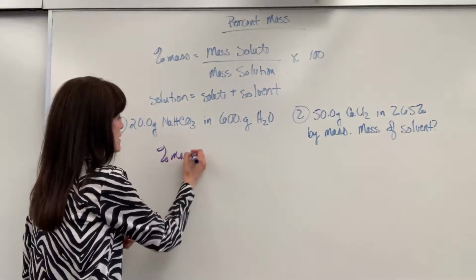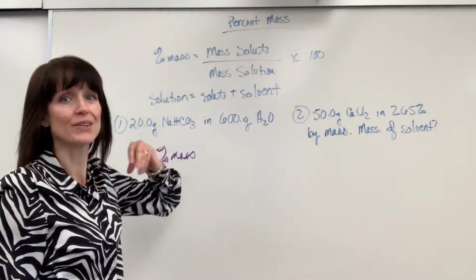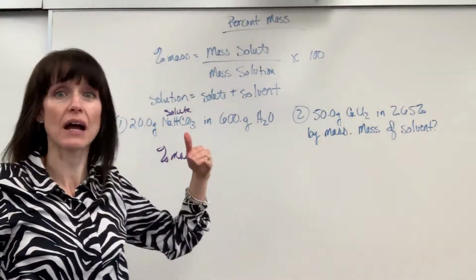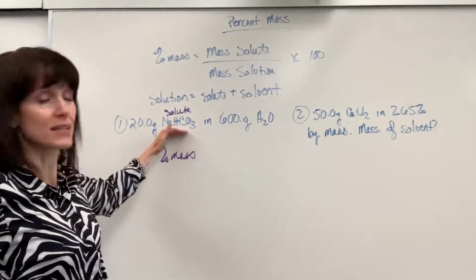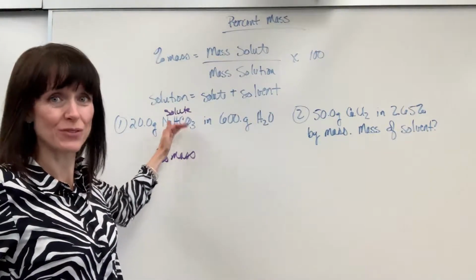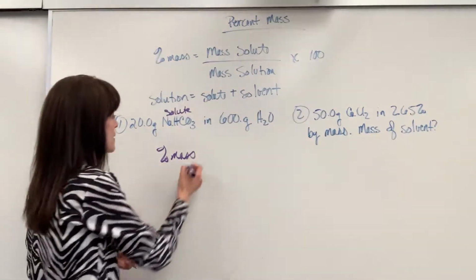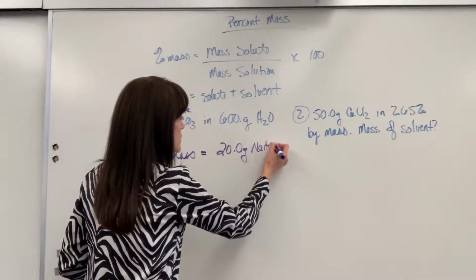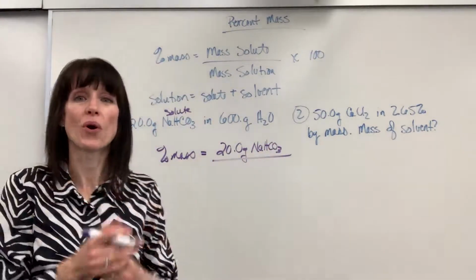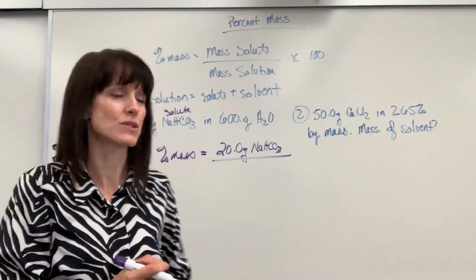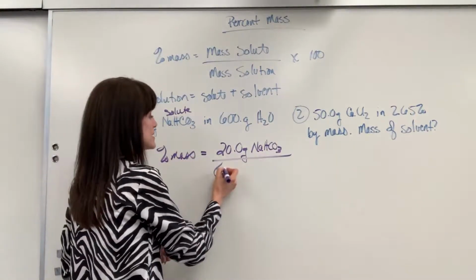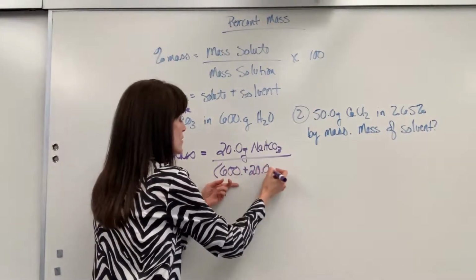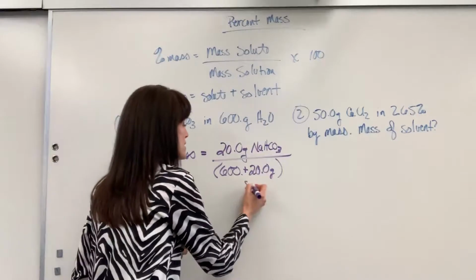Percent mass is going to be the mass of the solute, and again, you're thinking what gets dissolved? That is the sodium bicarbonate, and if you need to, write out "solute" next to the substance that's being dissolved to remind yourself. So percent mass is going to be the solute, which is our 20 grams of sodium bicarbonate, divided by the mass of the total solution. So be careful on this. It's going to be the solvent plus the solute, and that's going to be the total mass of the solution.